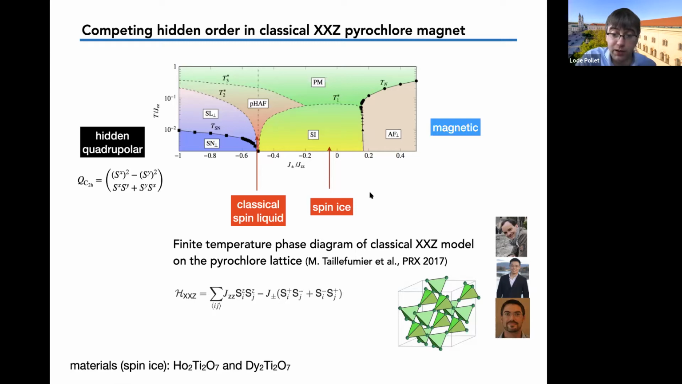So the phase diagram you see here was computed by Taï-Fumier et al., in collaboration with Ludo Joubert, Nick Han, and Nick Shannon from the University of Okinawa. And these systems are believed to be, or at least spin ice is believed to be, relevant for polonium titanate and dysprosium titanate. And here you see the pyrochlore lattice consisting of corner sharing tetrahedra. And our goal will be to reproduce this phase diagram.